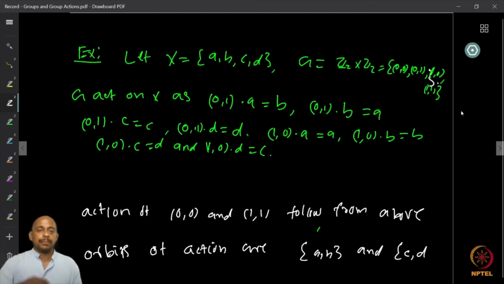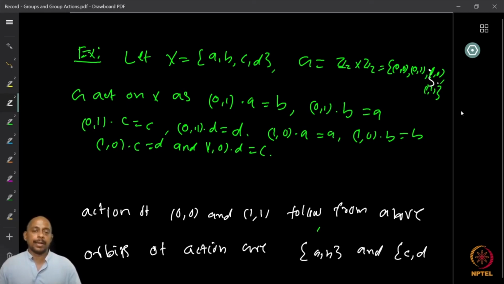Now, here is a concrete example. Let X = {A, B, C, D} be the set, and G is the group Z2 × Z2, which is basically {(0,0), (0,1), (1,0), (1,1)}. Now, let us see what happens to A, B, C, D under this action.